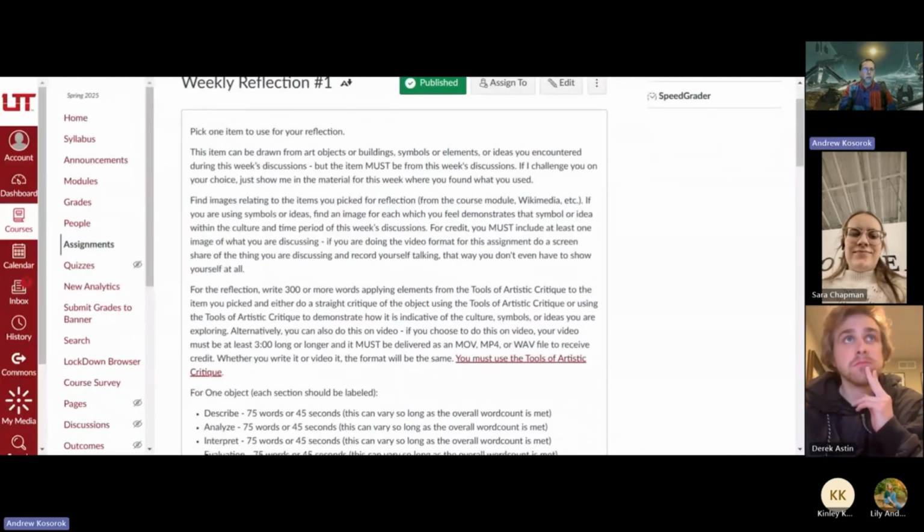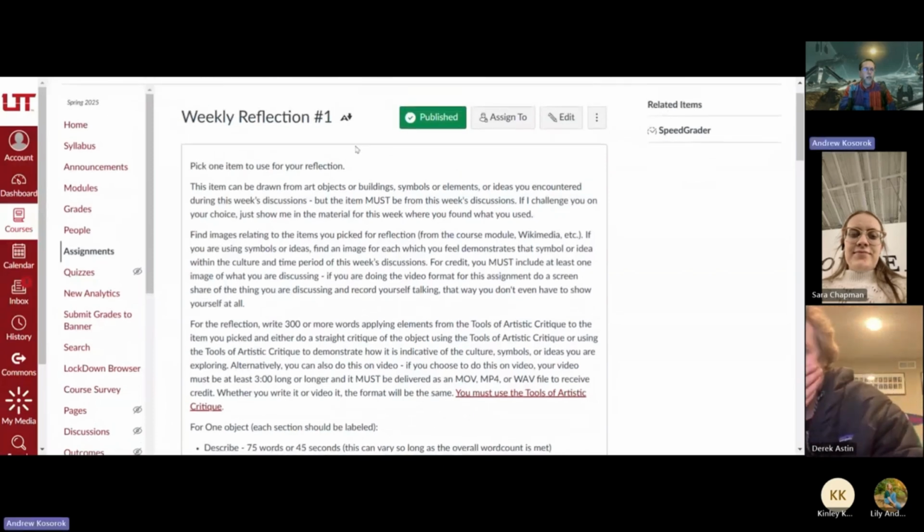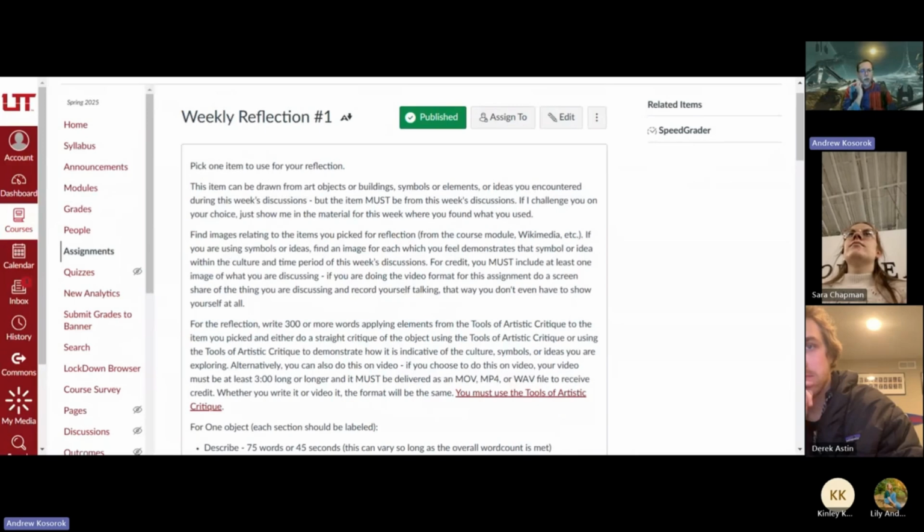Okay, so keep this in mind. This is how we'll do the reflection. You're going to pick an item that we've looked at. It could be a painting, a sculpture, a drawing, a piece of furniture, or a building, or it could be some of the ideas you're presented with, like a worldview.